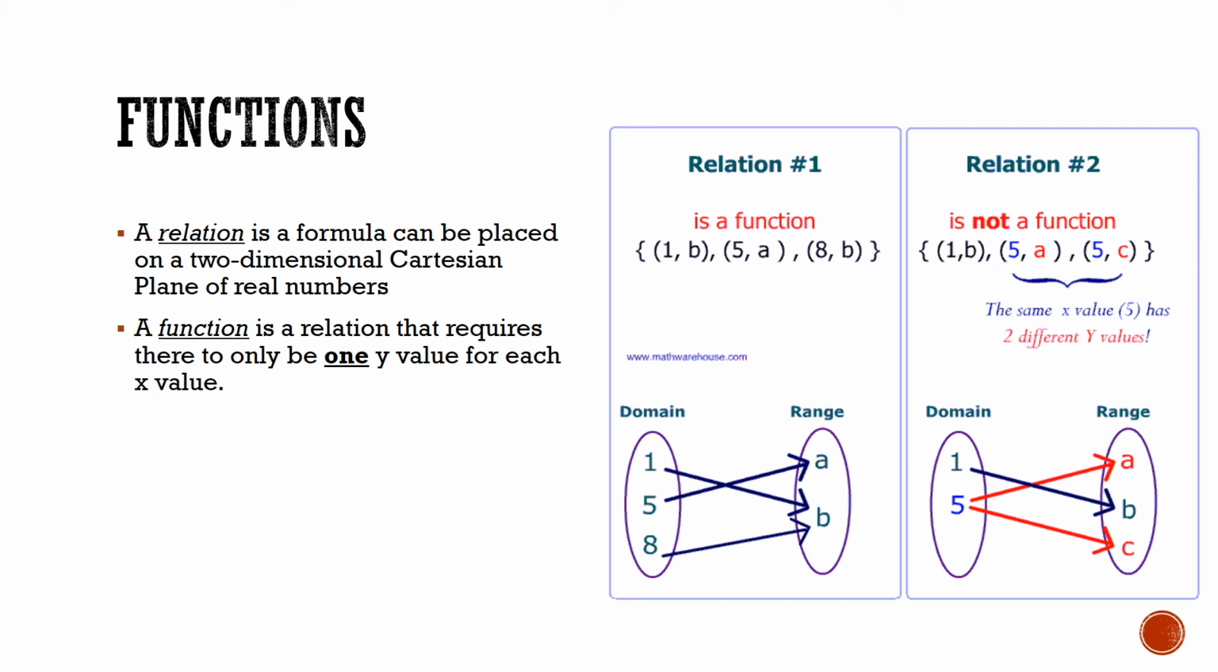For all of your quadratics, there is only one y value for each x value. For some relations, and I'll show you a couple later, there is more than one y value for an x value. Those we do not consider functions, like this one here. See this one here, for the x value of 5, there are 2 different y values. Therefore, relation 2 is not a function.